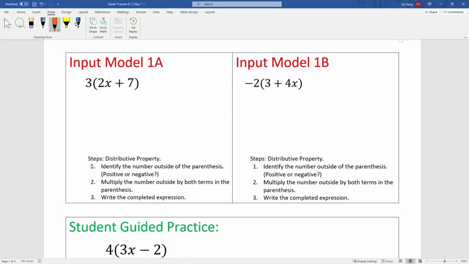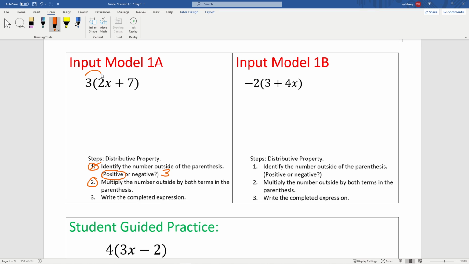The first step here is to identify the number outside of the parentheses. The number outside of the parentheses is either going to be a positive or a negative. When you look here, it's a positive, so I'm going to circle that, and we know that it's a positive 3. Now the second step: we're going to multiply the number outside by both terms in the parentheses. If you look at this whole expression, here's a term, and here's a term. What's the number outside? 3. And we're going to multiply it by both terms.